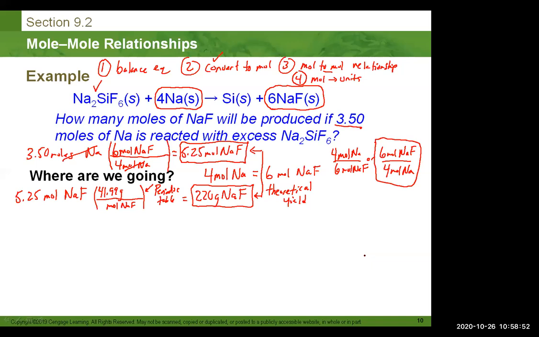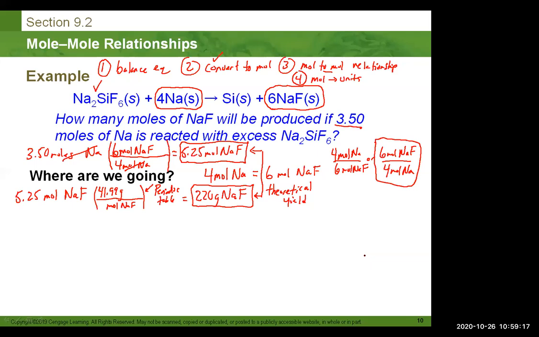All basic stoichiometry problems, we'll talk about some more difficult ones a little later on in this chapter, are really those four steps that I wrote up there. Balanced equation, take what they gave you, convert it to moles, do the mole-to-mole relationship, and then convert those moles to some other unit.